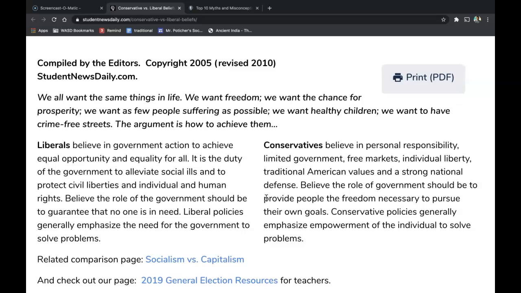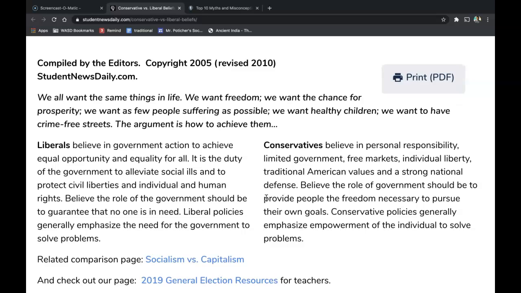Liberals believe in government action to achieve equal opportunity and equality for all. It is the duty of government to alleviate social ills and to protect civil liberties and individual and human rights. They believe the role of government should be to guarantee that no one is in need, and liberal policies generally emphasize the need for the government to solve problems.